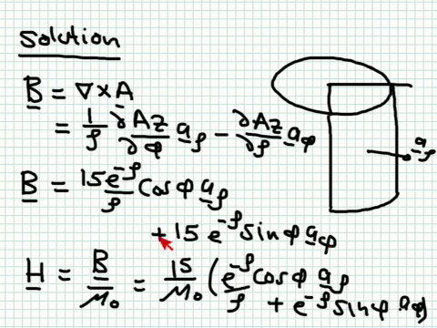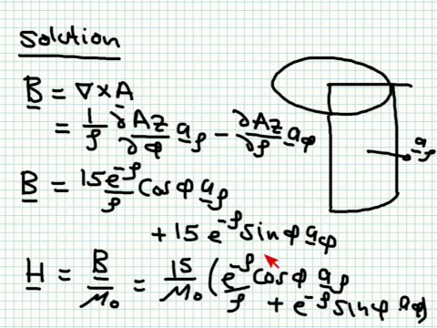So we differentiated A, we got B now, so B now has 2 components. And because H is parallel to B, they are in the same direction, H will be equal to B divided by mu naught. Remember, if I don't mention for you the value of mu, you should take it as mu equal to mu naught. So now we have H.